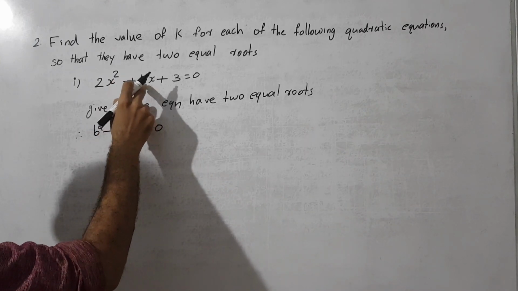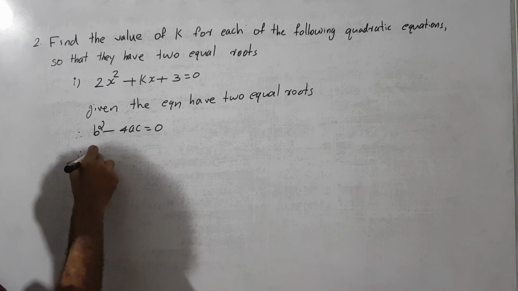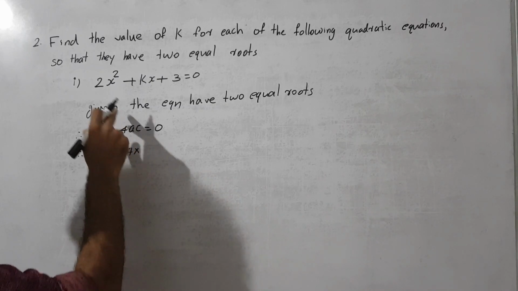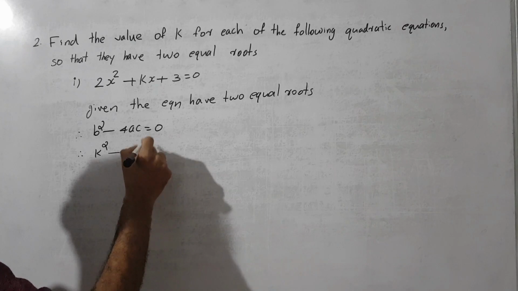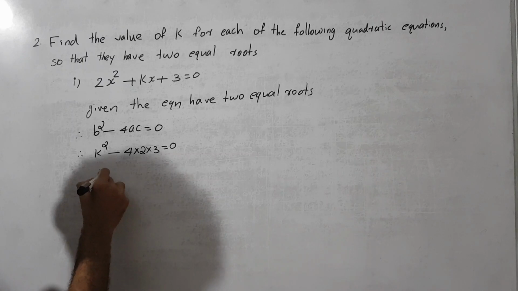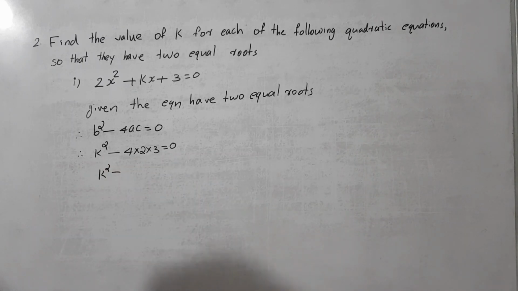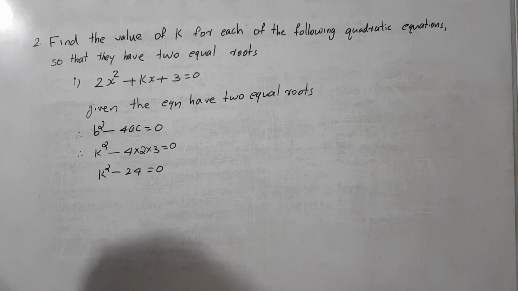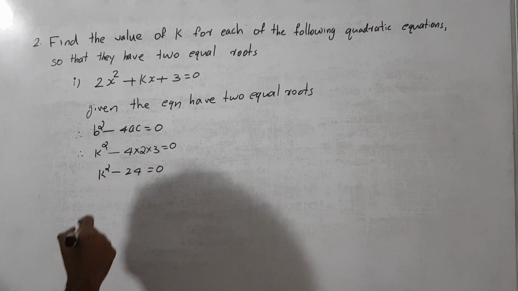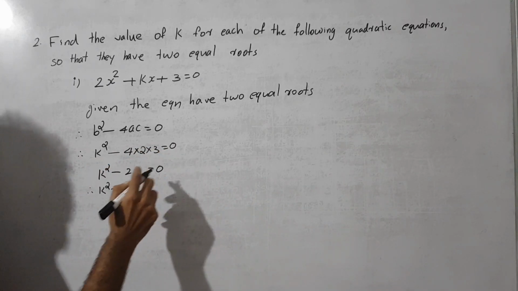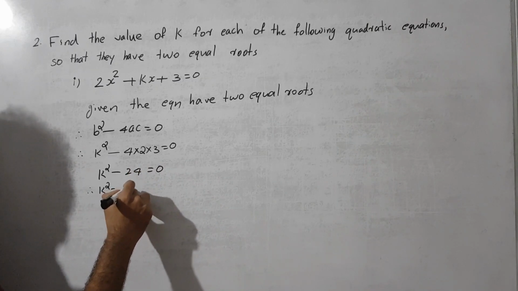What is b? b is k. Therefore k square minus 4 into, what is a? a is 2, into c is 3, is equal to 0. Then k square minus 4 into 2, what is 4 into 2? 8 into 3, 24, is equal to 0. Then k square is equal to, we transpose minus 24, what do you get? 0 plus 24, that is 24.